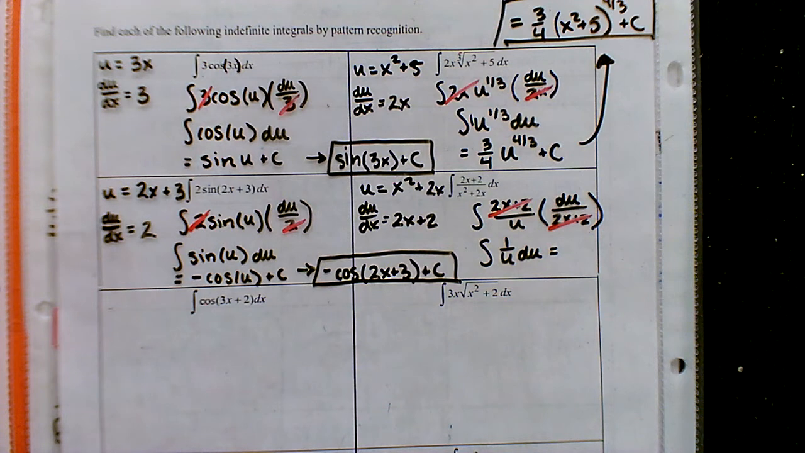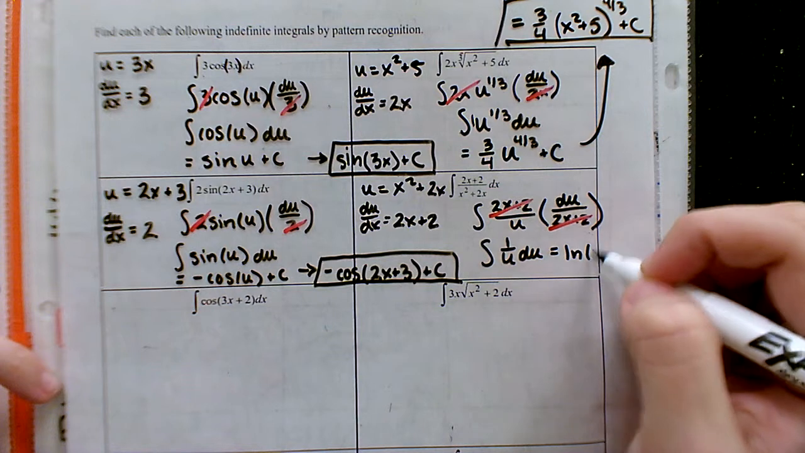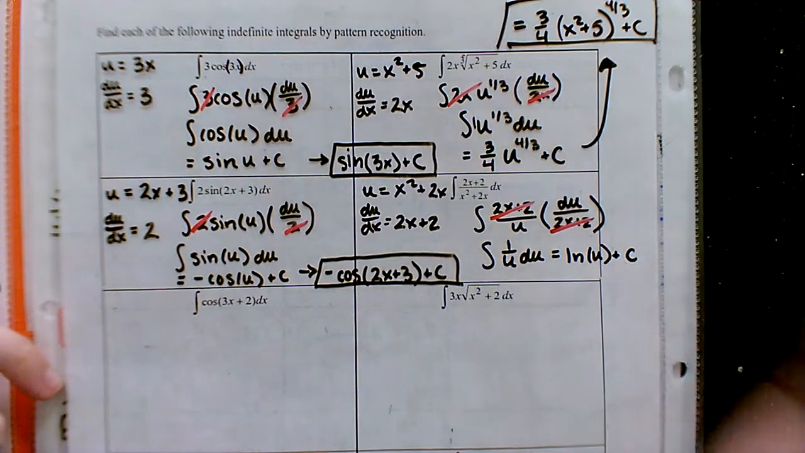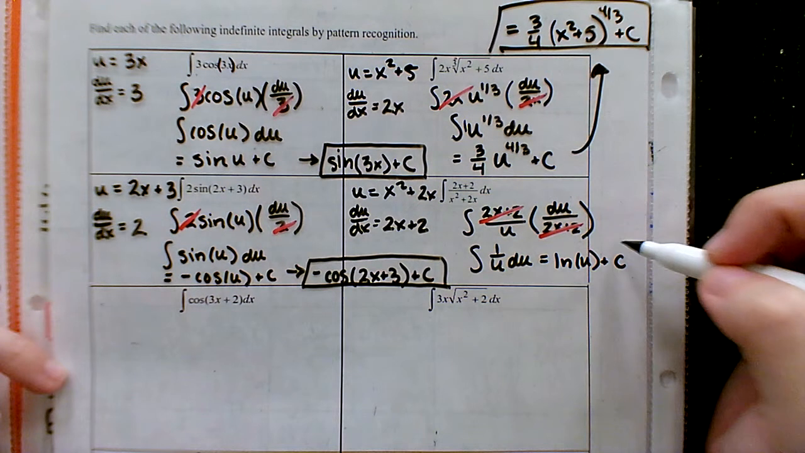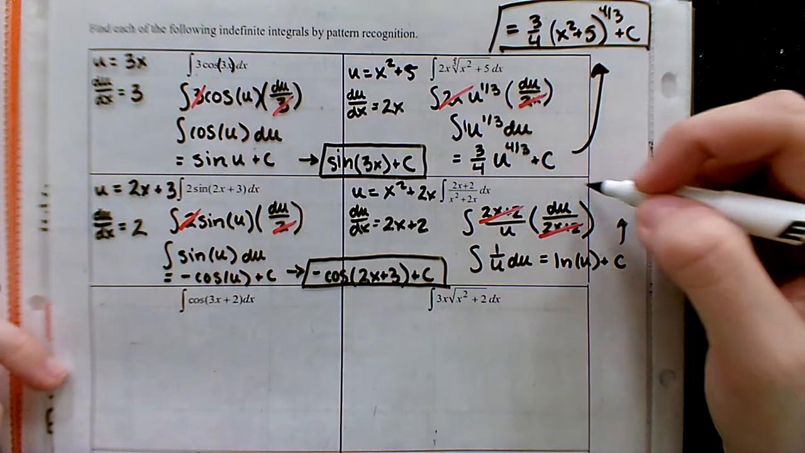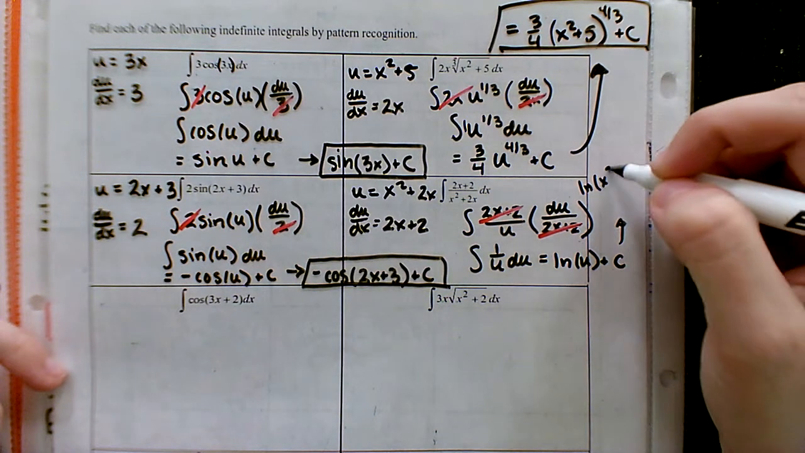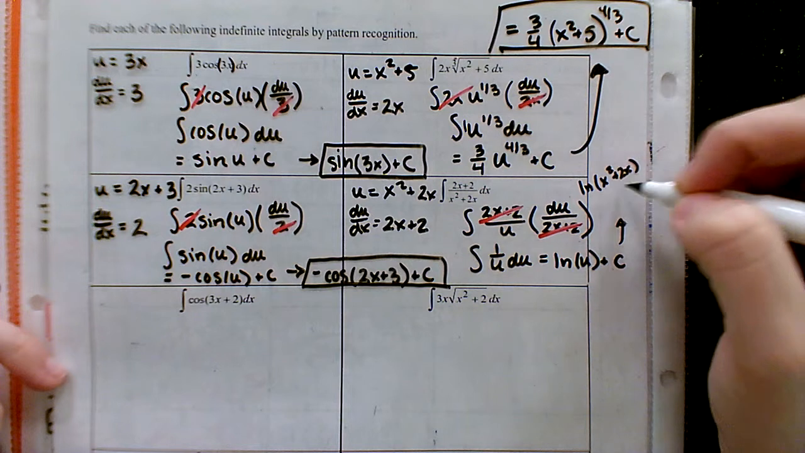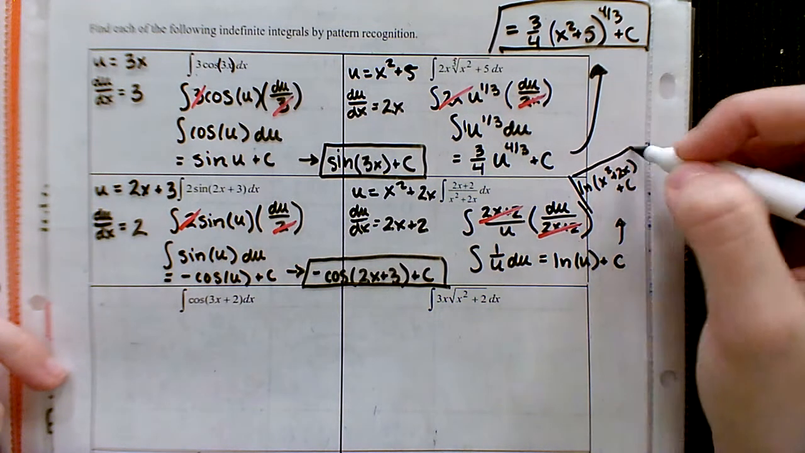Maybe think about 1 over x over there on the side. Do we see how it would be a natural log? Natural log of u plus c, and then we can substitute in the u value. So natural log of x squared plus 2x plus c.